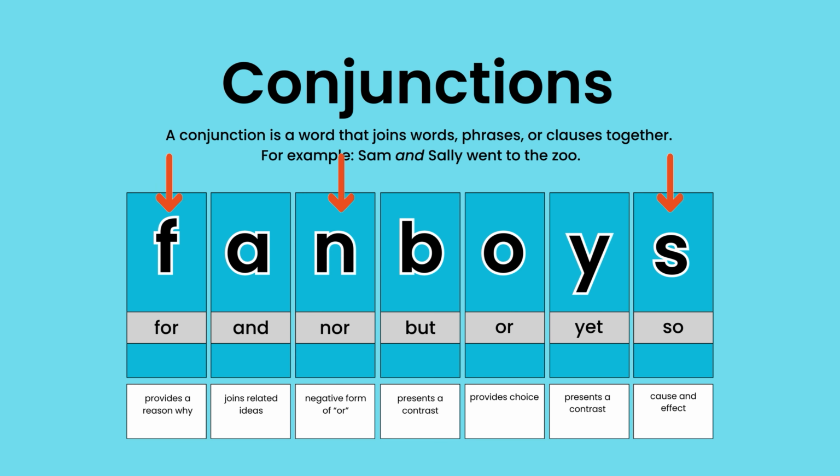Exactly. Great job. Ali, I have a question. Can all the fanboys words connect both single words and complete sentences? That's a smart question, Tom. The answer is no. Only 3 fanboys words can connect only 2 independent sentences. Really? Which ones? They are for, nor, and so. These 3 are special. They don't connect single words or short phrases. Only 2 complete sentences.